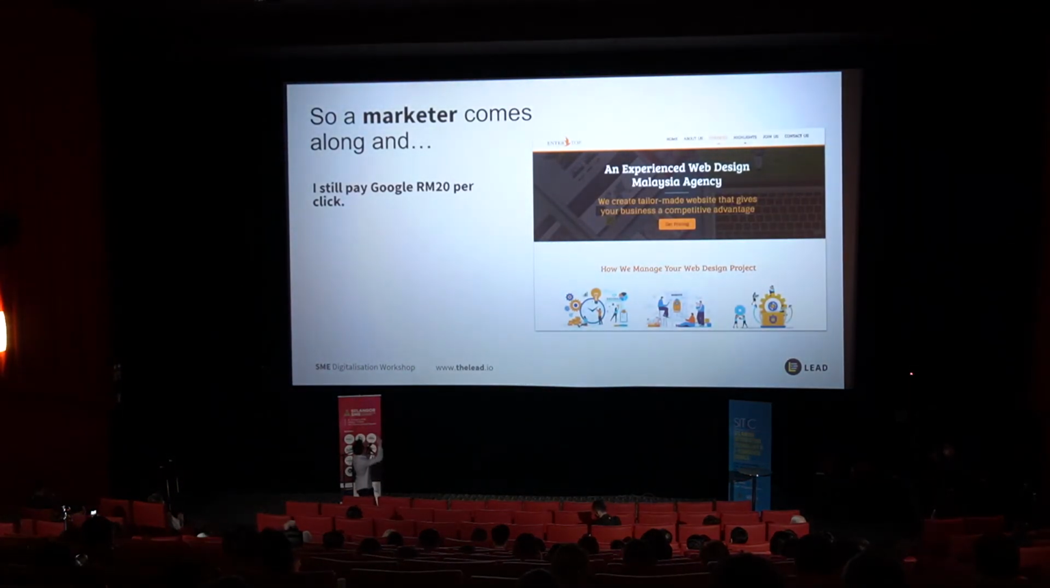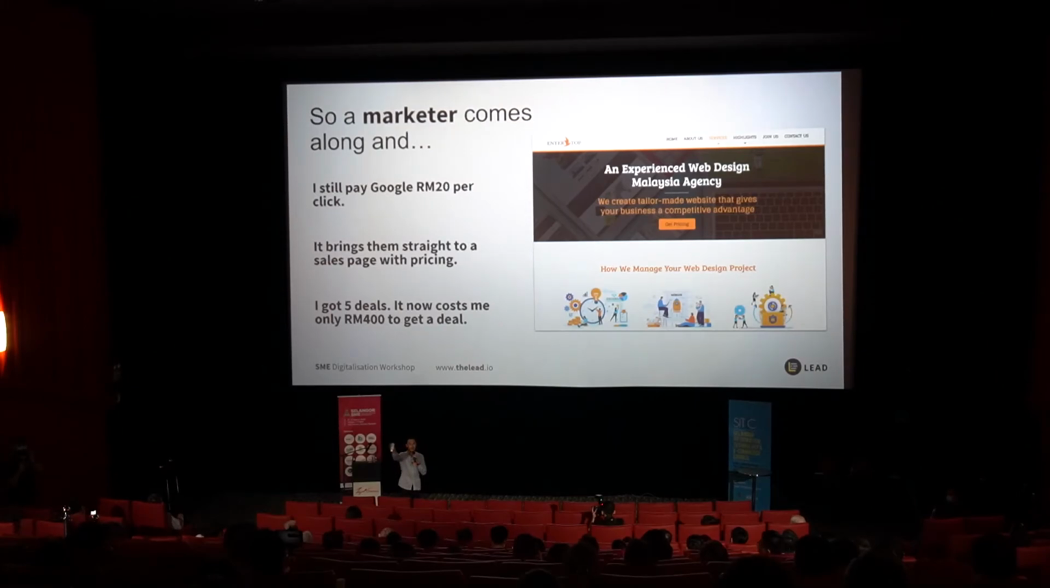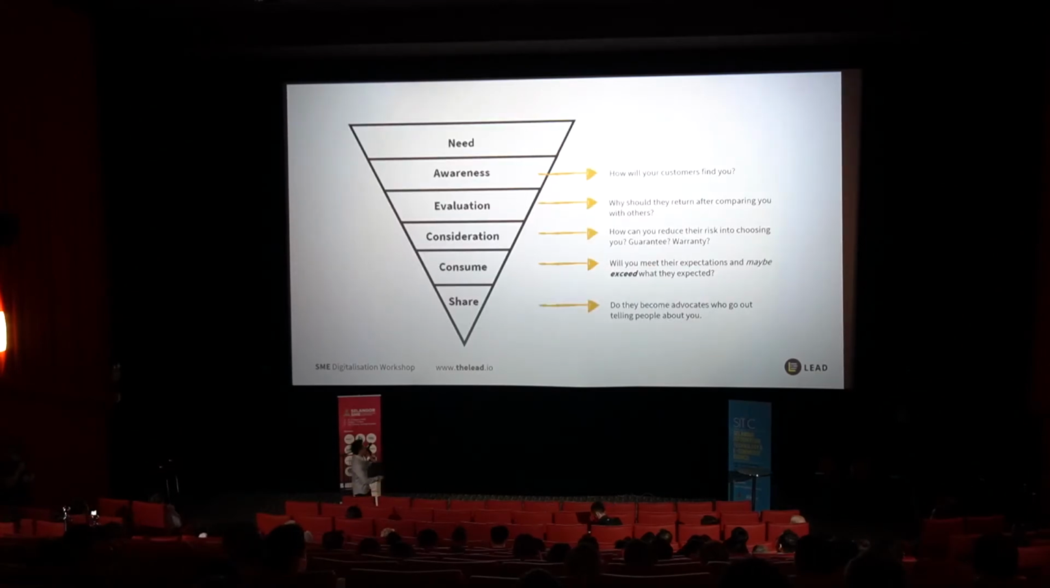We still pay Google 20 bucks per click, but instead of going to a home page where I have to click on get pricing, it brings me straight into a pricing page. We have optimized that sales funnel right now. And because of that, now we get 5 deals and it costs me maybe 400 ringgit to get one deal. All right, simple? Okay, that's how Google Ads works. You all have graduated today. Thank you so much.